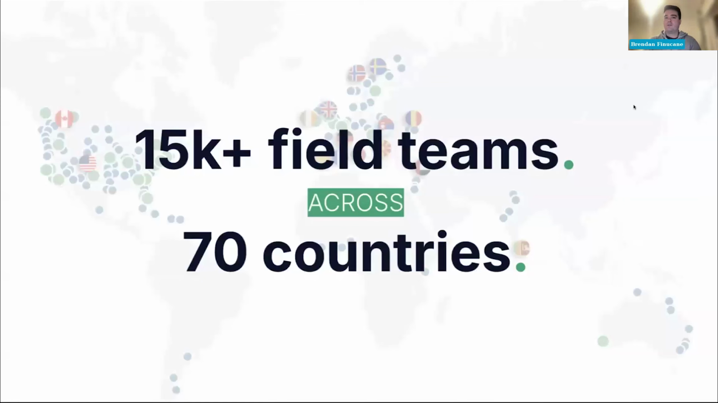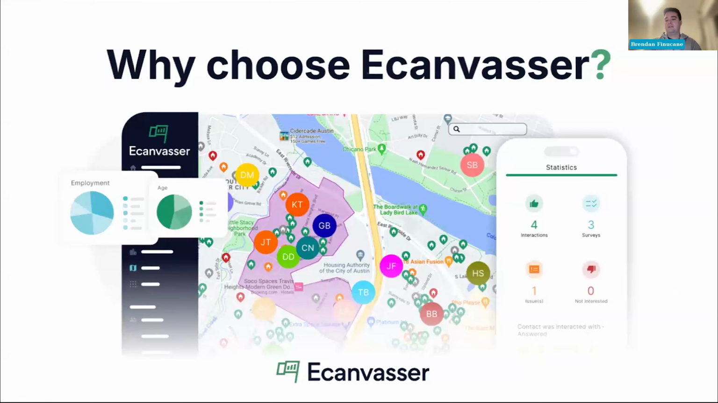As I said, we've worked with over 15,000 field canvassing teams across 70 countries at this stage. Our mobile app has been translated into 15 languages, from English, French, German to Canada to Sinhalese. So it gives you a flavor of some of the countries and regions we've worked with, and in many cases it's been with NationBuilder. You can see a few snippets of what ECanvasser is, and I'll go into a live demo in a little while.